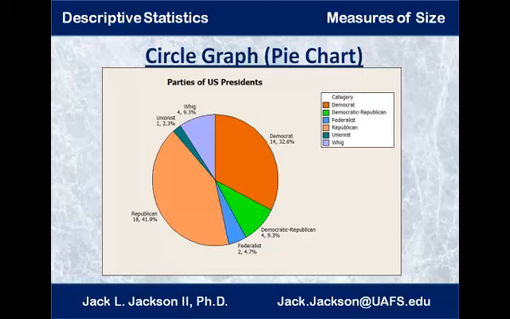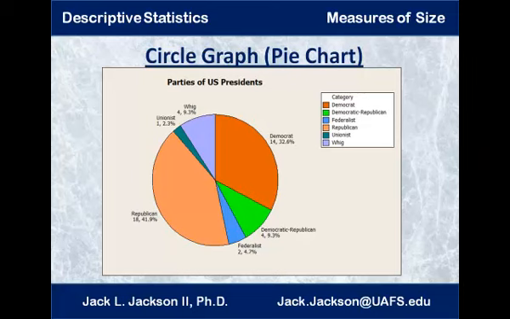So for example, we can look at the Democrats. We notice that there are 14 Democratic presidents, which makes 32.6%. So the 14 is the frequency, the 32.6% is the relative frequency. And then we have the category named Democrat. We also have the categories listed off to the side, and ideally the wedges would be different colors.